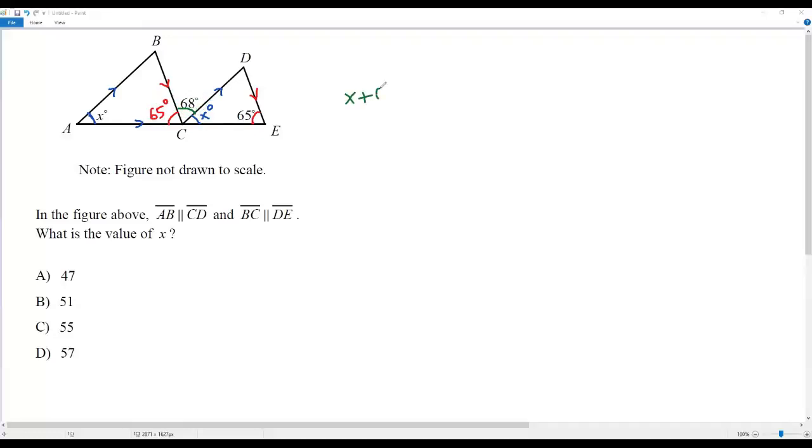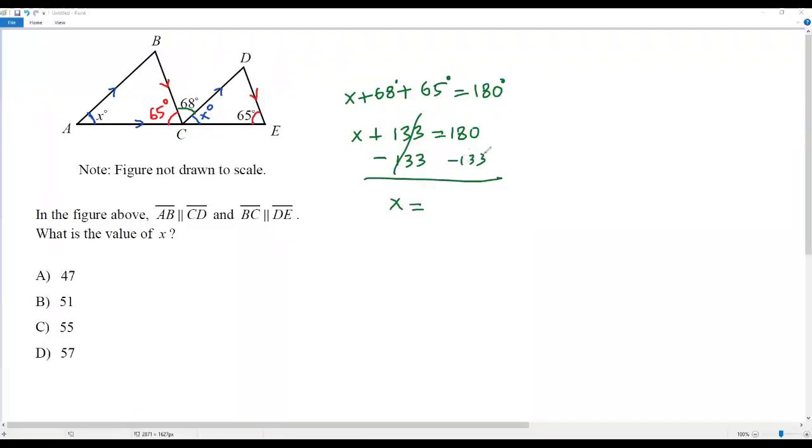So x plus 68 plus 65 must equal 180. Now x plus, when I add 68 plus 65, I'm getting 133, equals 180. Now to solve for x, I have to get rid of this 133. For that, I have to subtract 133 from both sides. So positive 133, negative 133 will cancel out. I'm getting x equals, when I subtract 133 from 180, 47. So in this problem, the value of x is 47. The correct answer choice for this question is option A.